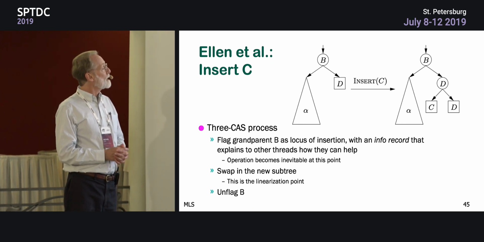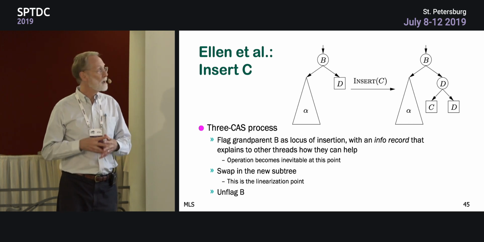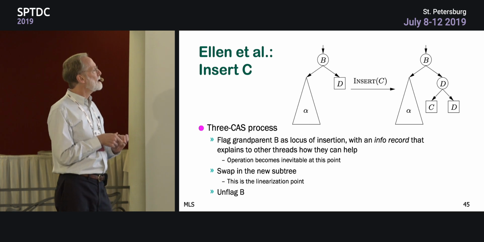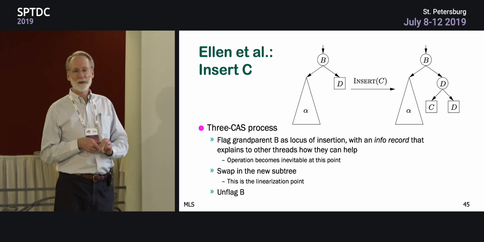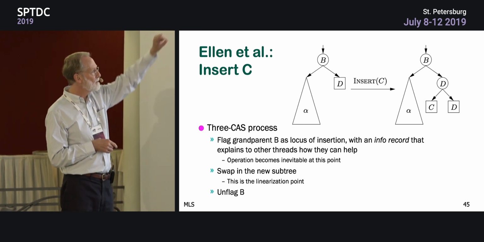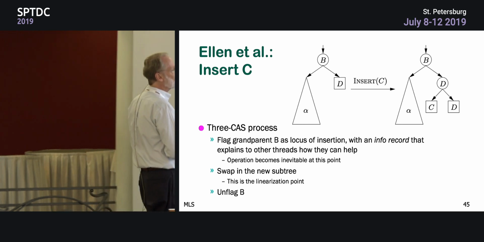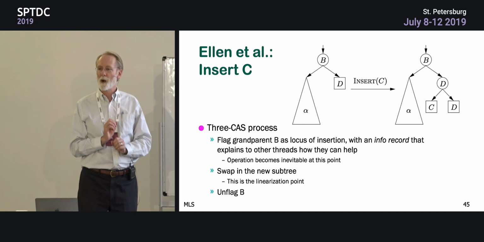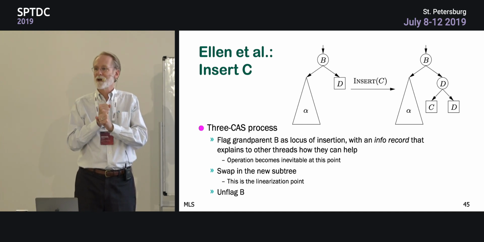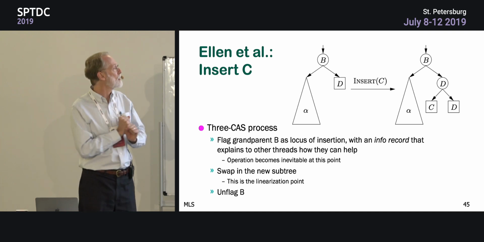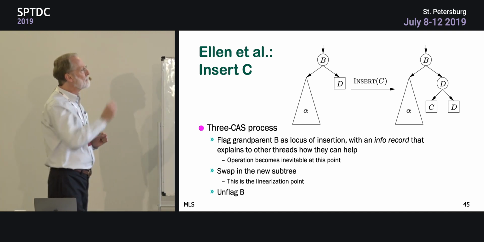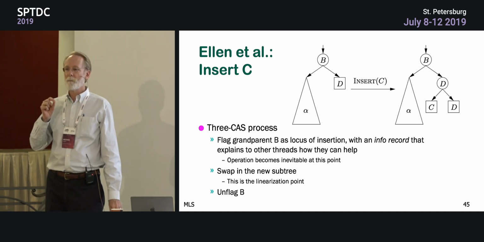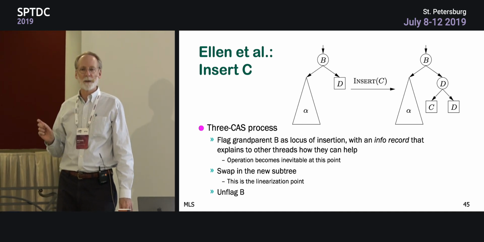The algorithm for insert is 3 steps, 3 cases. The first flags the to-be grandparent of the newly inserted node, that is B, the top one in the picture, flags it as the locus of insertion, if you will, the place where collision resolution has to happen for conflicting operations. So we put a flag in B with a CAS, and as part of that flagging operation, we write down everything else that we plan to do.